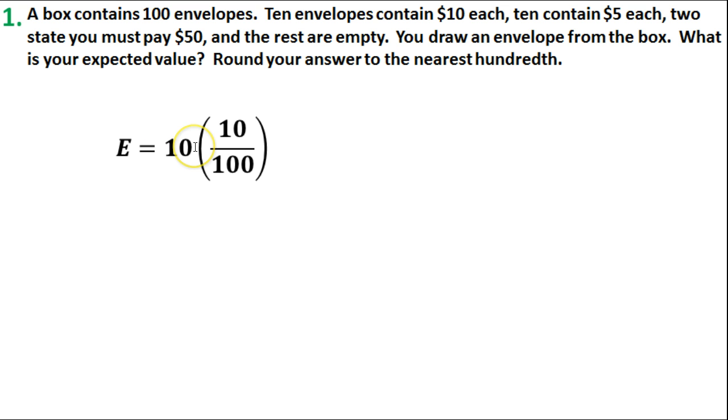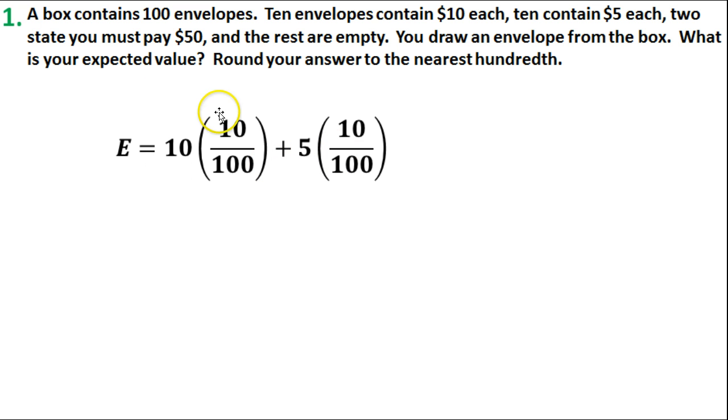just this $10 payout. Then we also have a $5 payout for another 10 different envelopes. This is going to be a positive 5 because we're also still receiving that 5. And we're going to multiply that by the probability of receiving one of those envelopes that has the $5 in it. There are 10 envelopes that contain $5, 100 envelopes total. So that would be 10 divided by 100. Again, we have the same probability for either one of those, although they have different payouts.